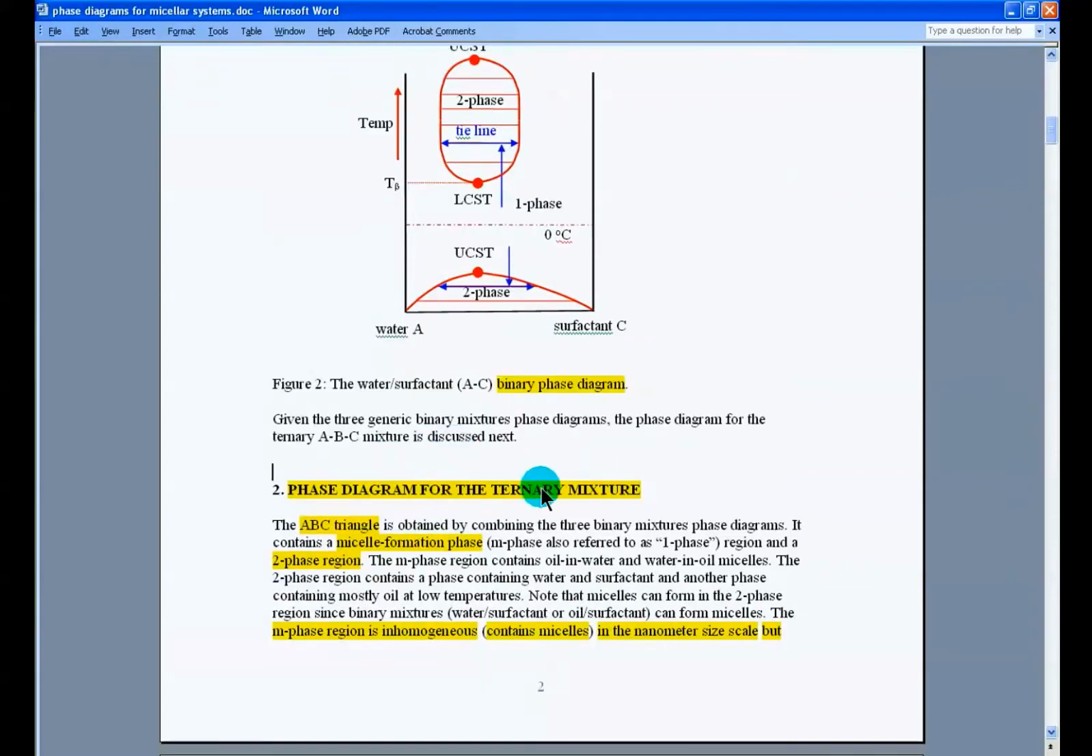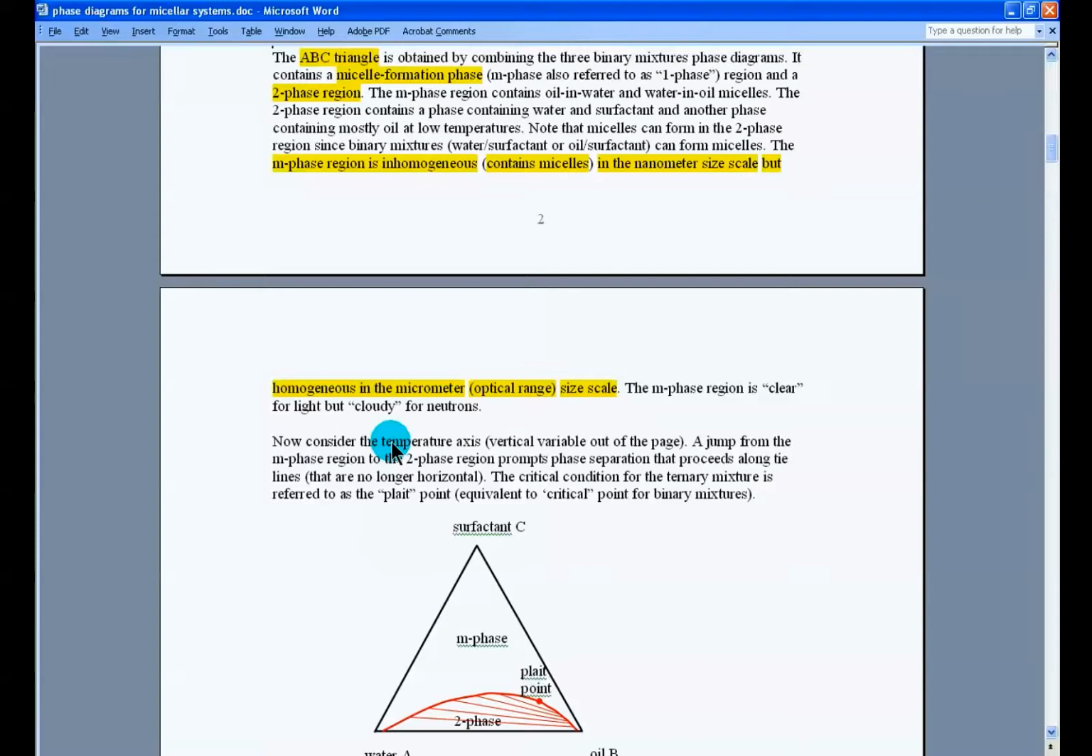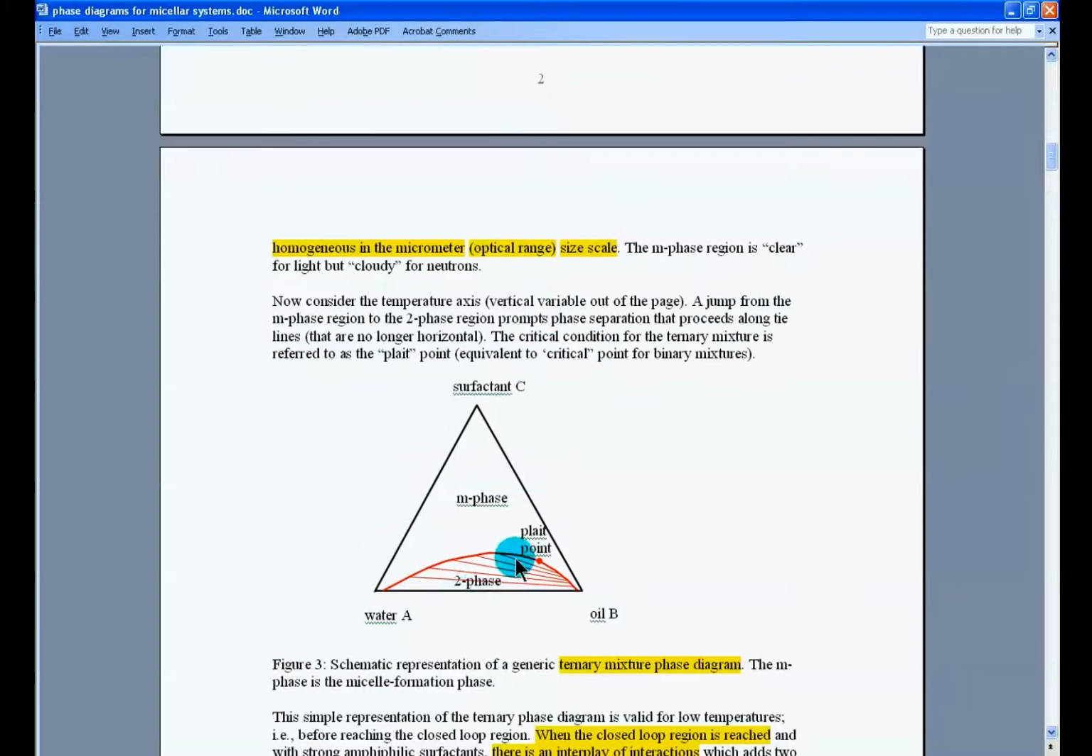Phase diagram for the ternary mixture, the ABC triangle. We get the micelle formation phase as well as the 2 phase regions. Let's look at it here. There's a 2 phase region. There's a micelle phase region. The critical point now is called the plait point, and these are the tie lines for phase separation.